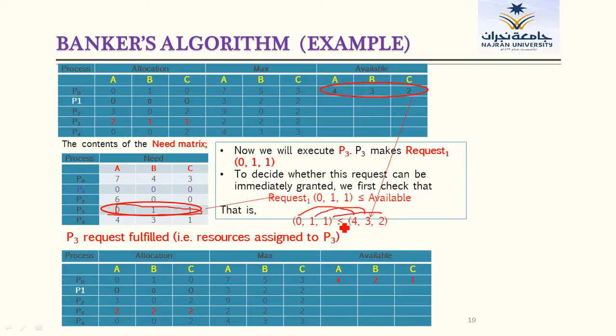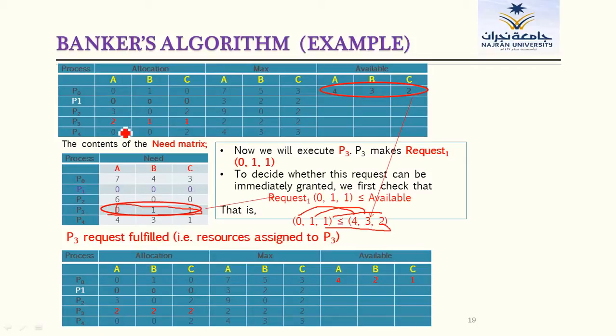So 0 is less than or equal to 4, true. 1 is less than or equal to 3, true. And 1 is less than or equal to 2 for C, it's true. So if this is true, then we will execute P3. Otherwise we will not execute P3. Now only P3 will be affected.